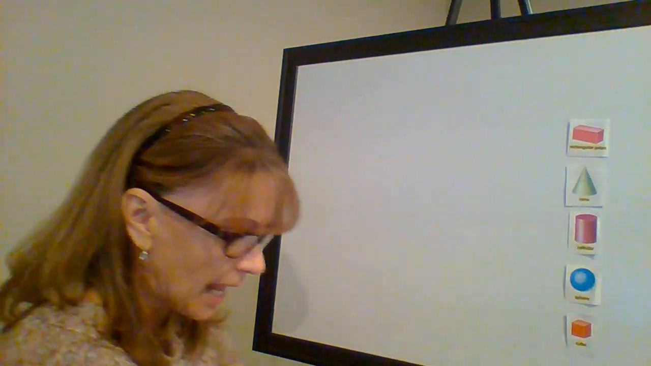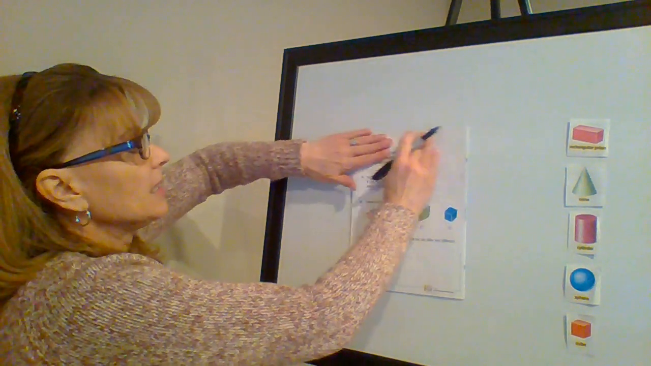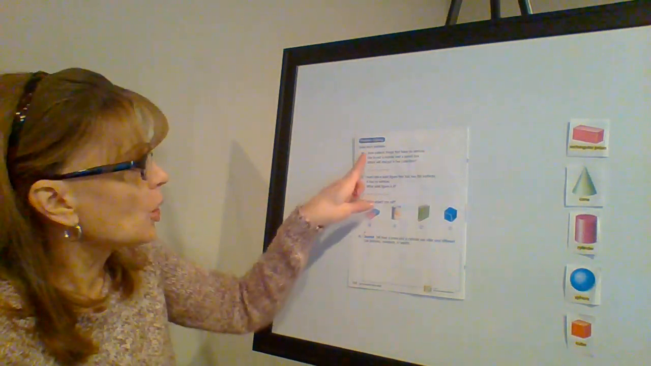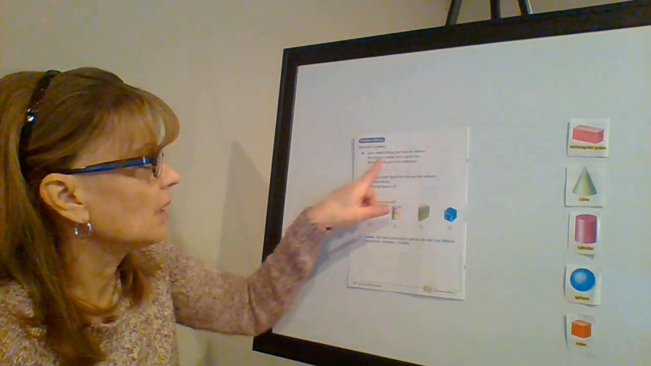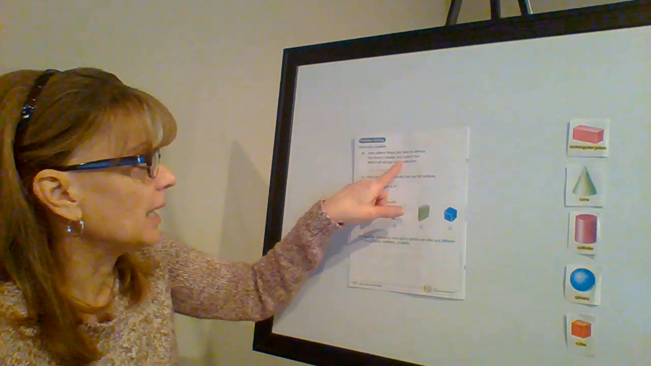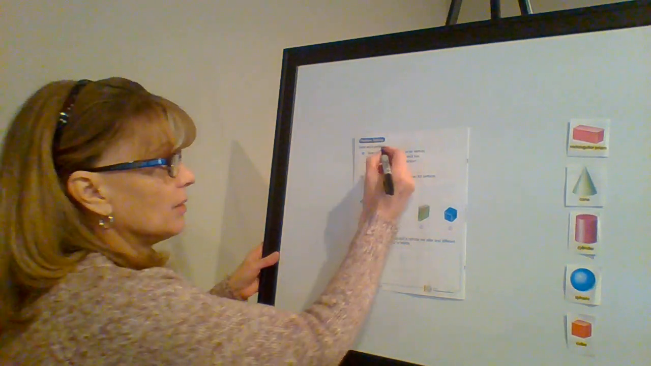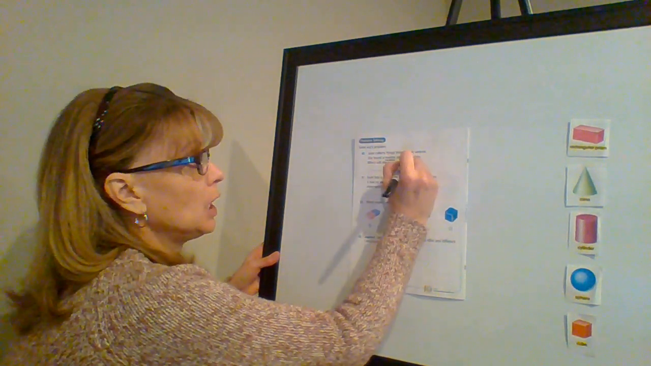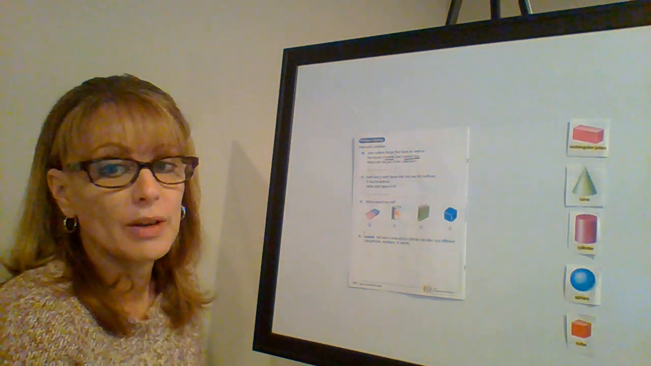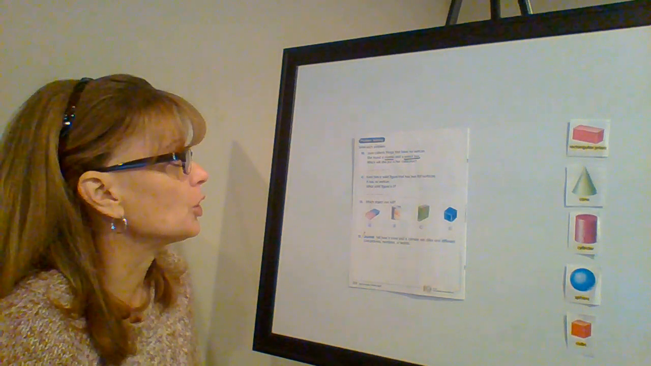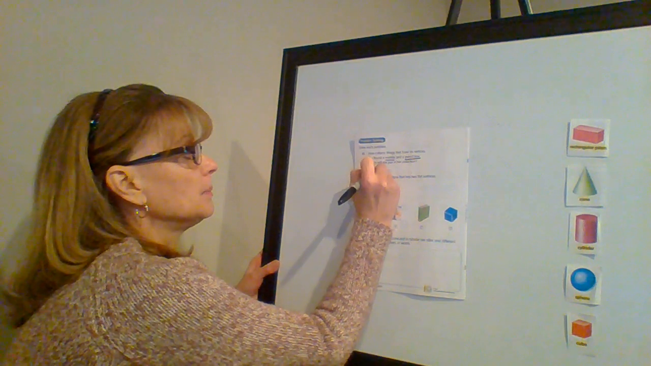Okay, let's look at the last page. It says, Joan collects things that have no vertices. She found a marble and a pencil box. Which will she put in her collection? On the line, you're either going to write marble or pencil case. Joan collects things that have no vertices. What will she put in her collection? I hope you said the marble.